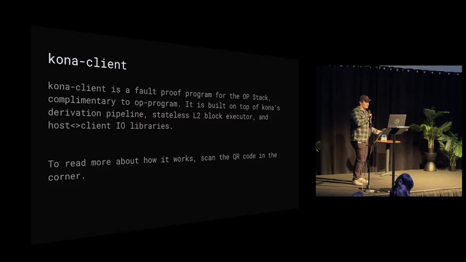So Kona client is the fault-proof program, and it's built on top of the derivation pipeline. We have a stateless L2 block executor with a Merkle-Patricia trie that's kind of recursive in memory. And then we also have the host client I/O libraries that allow it to communicate over an operating system pipe to pull in external data.